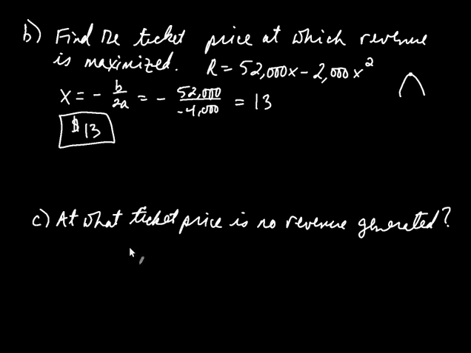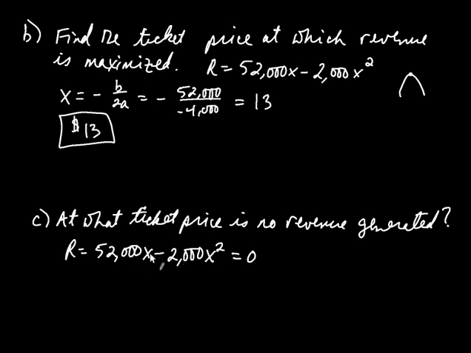So part C asks us, at what ticket price is no revenue generated? So in other words, you could potentially raise it too much, and in which case you have no people attending. So if our revenue function is 52,000x take away 2000x squared, this question, part C, is asking us, when is the revenue 0? When is this equal to 0? Well, all we have to do is factor this and set it equal to 0. We could go back to the previous page and use the factored form, or we can just factor it here.